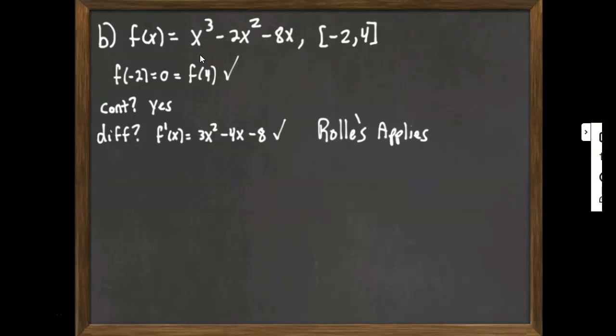Now the second part of the problem: Rolle's theorem applies, so what points in the interval lead to the derivative being equal to 0? That's what Rolle's theorem guarantees. There has to be at least one, but there could be more than one. It just depends on the problem. So when is f prime equal to 0? When is 3x squared minus 4x minus 8 equal to 0?